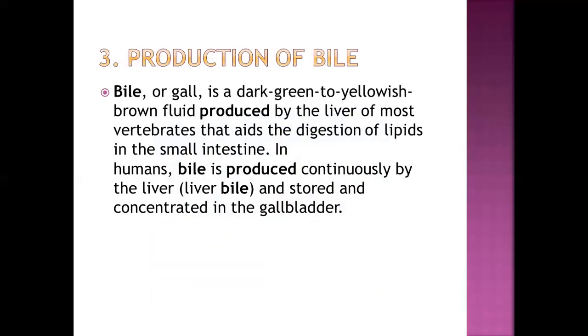Okay, now the third function is production of bile. Bile is actually the end product or excretory product, which is green to yellowish in color, and is produced and stored in the gallbladder and helps in the emulsification of fat during the digestion in the small intestine. Bile is produced continuously by the liver and is stored in the concentrated form in the gallbladder. So bile is produced by the liver.